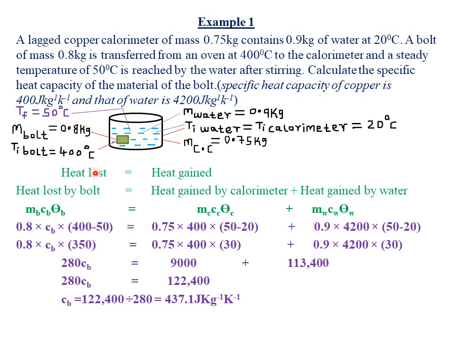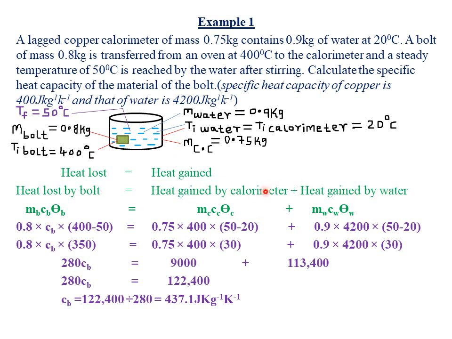So in this case, the bolt is losing heat, because its initial temperature is 400 degrees Celsius, but the final temperature after stirring is 50 degrees Celsius. This shows us that the bolt loses heat from 400 degrees Celsius down to 50 degrees Celsius. Therefore, the heat that was lost by the bolt must be equal to the heat that was gained by both the calorimeter and the water.